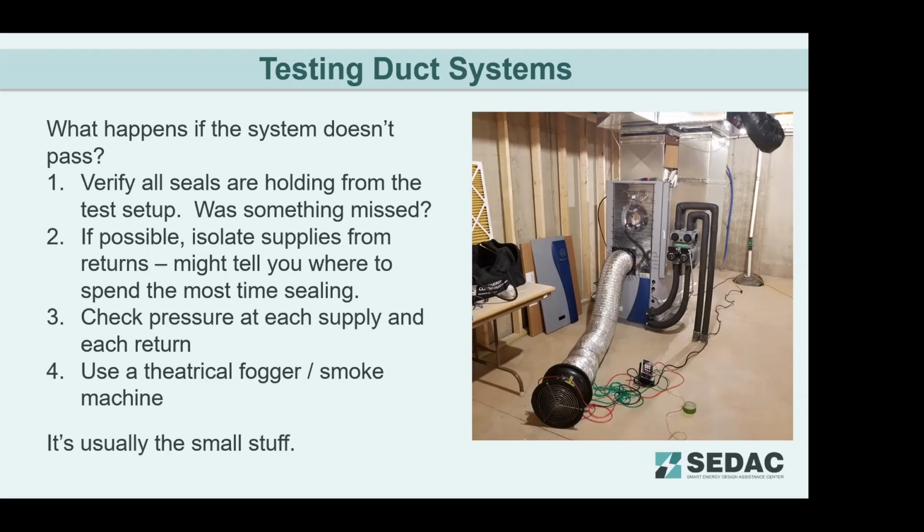But assuming your person doing the test has verified everything and they haven't made any mistakes and it's still not passing, then we're going to take several steps to figure out what's going on. So if possible, if you can isolate your supply from your returns, then you can evaluate both sides of the system, and it will be apparent from the leakage rate if one side is larger than another. Because obviously if it's larger on one side, you're going to spend more time over there.